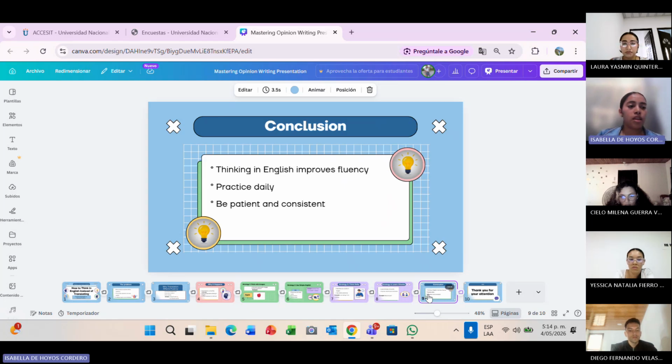To conclude, thinking in English is essential to improve fluency. It allows you to speak faster, make fewer mistakes, and feel more confident. It is not something that happens immediately, but with daily practice and patience, it becomes easier over time.